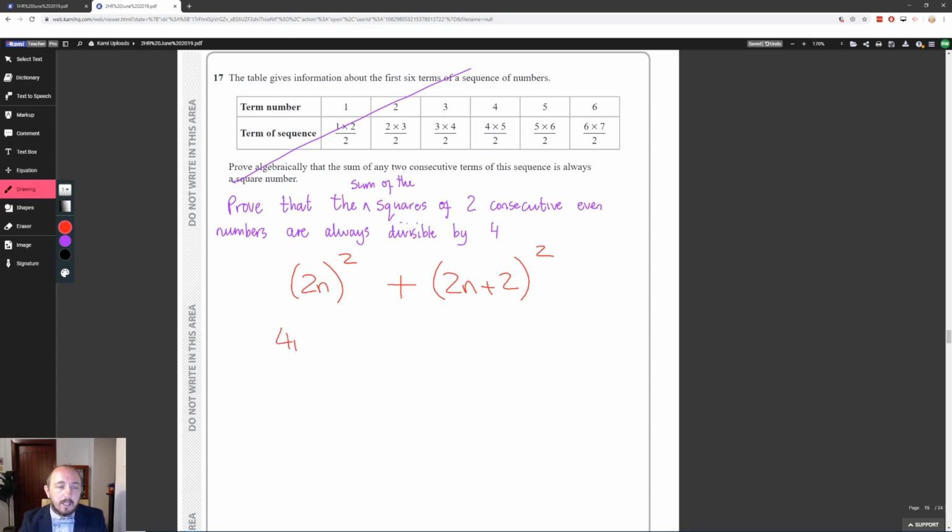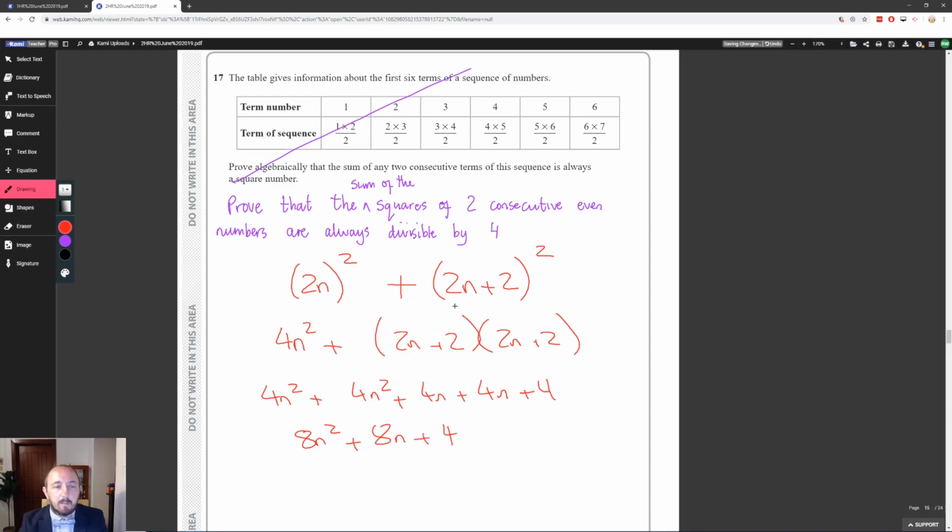So I get 4n squared here. This one, 2n plus 2 squared, like this. Don't forget, don't just square both of those. So we've got 4n squared plus 4n squared plus 4n plus 4n plus 4. You can see where this is going. 8n squared plus 8n plus 4.